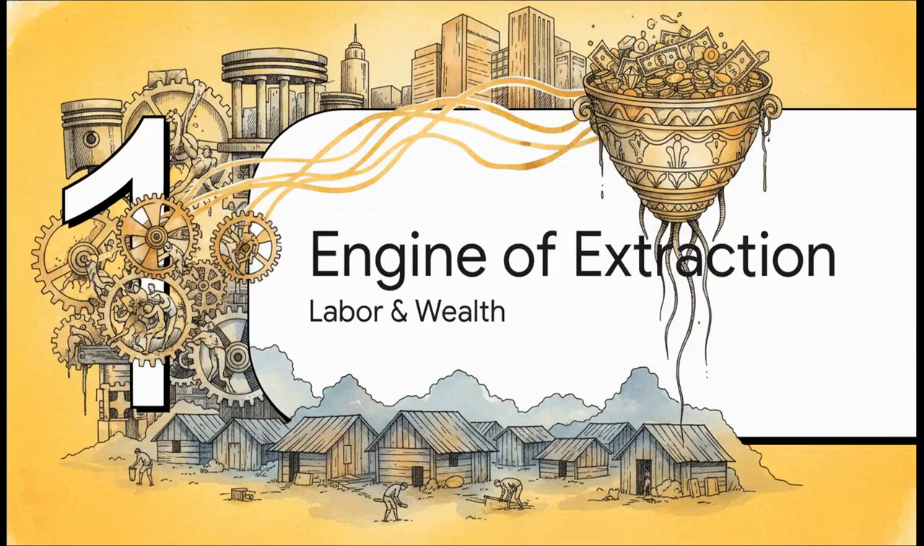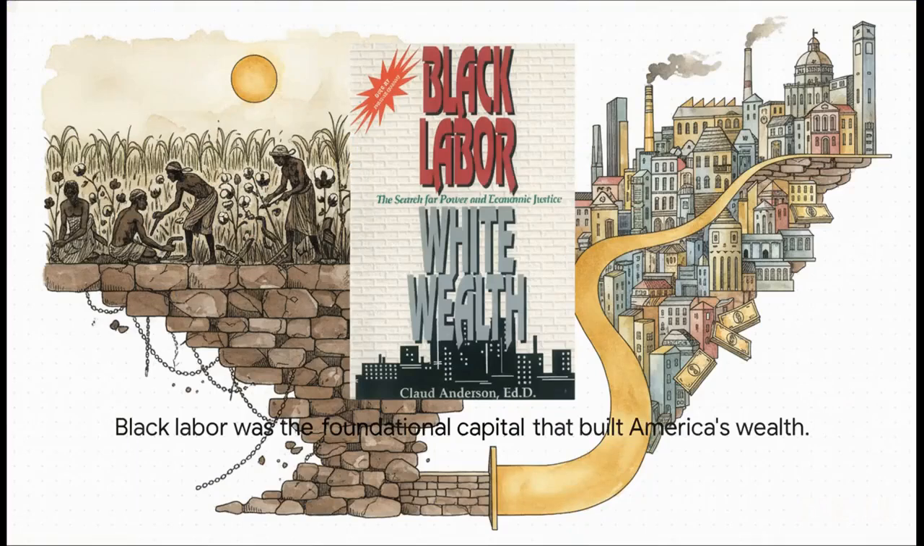Right, so if this is an active process, something has to be driving it. So what's the engine here? Well, it really comes down to two things: labor and wealth. Let's take a look at Dr. Claud Anderson's work in Black Labor, White Wealth. His argument is, wow, it's powerful. He says the unpaid labor of enslaved Africans wasn't just some part of the American economy. He argues it was the foundational capital, the very seed money that built the nation's wealth.